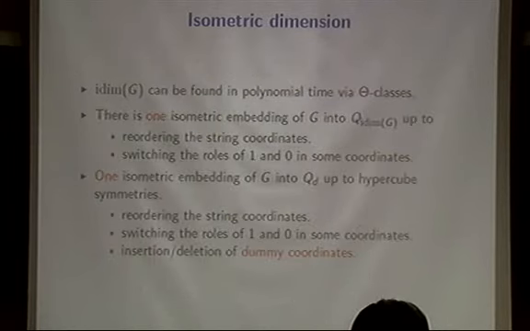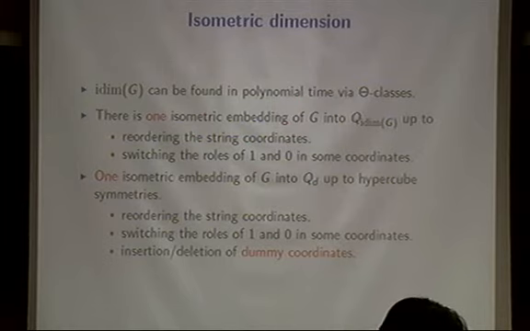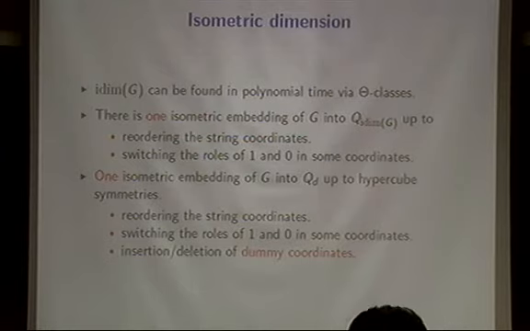Okay. So something that a priori is not clear is that the isometric dimension can be found in polynomial time. The standard way to do this is so-called via theta classes. So you can classify the edges into classes. If they are equivalence classes and the graph is bipartite, then it is a partial cube, and the dimension is equal to the number of theta classes, but we will not be using this at all, so I would skip this. The important thing here is you can compute the dimension in polynomial time.